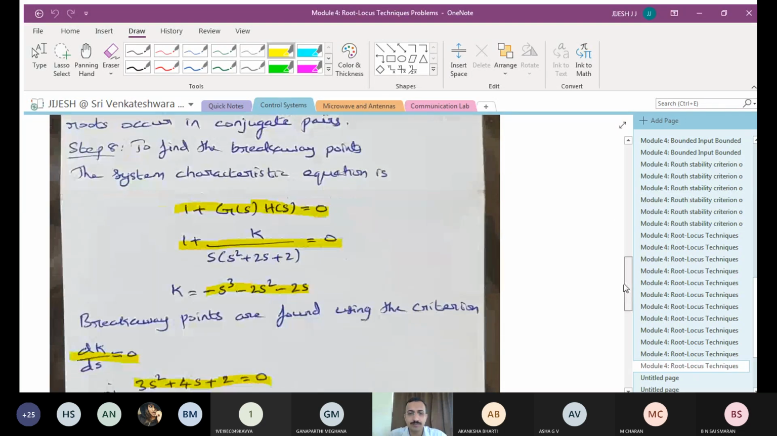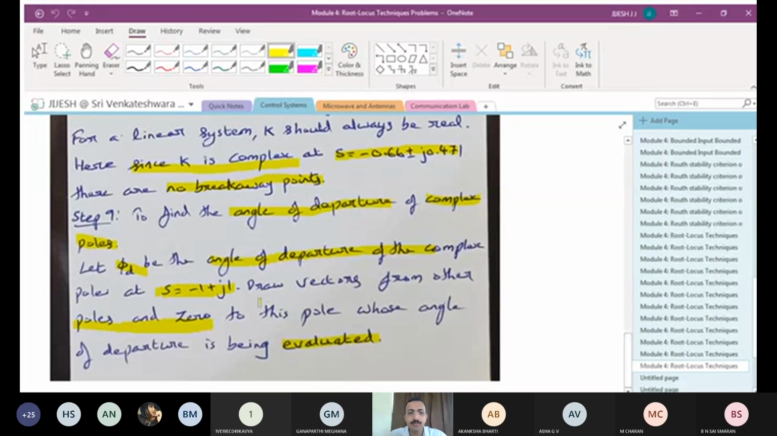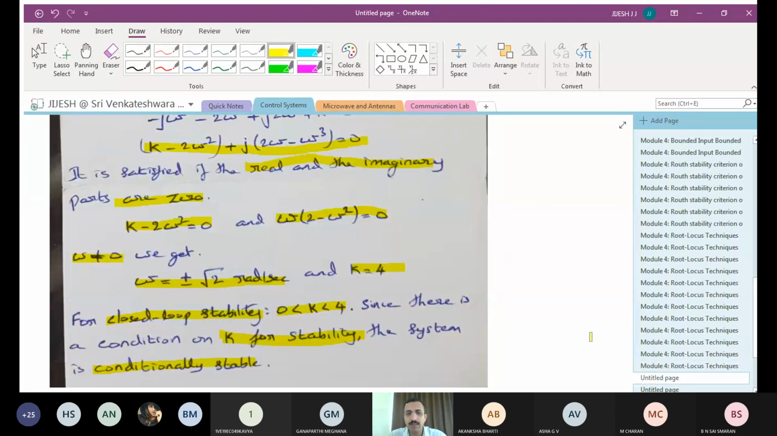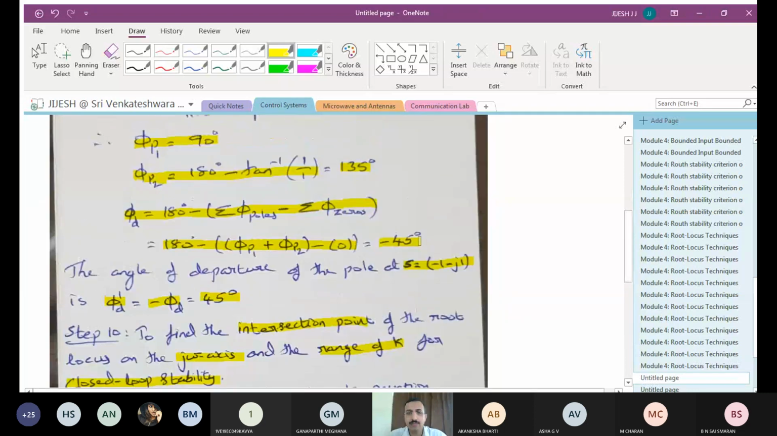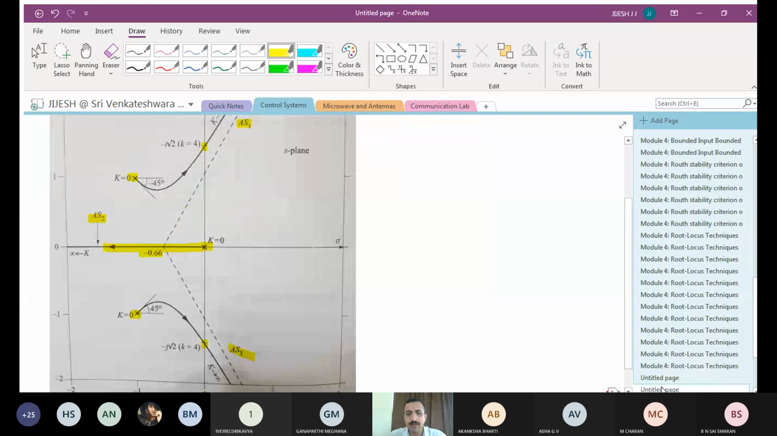So when I consider the pole to be s is equal to minus 1 plus j1, I obtained the value of that as minus 45 degrees. So when I am plotting it, I have to use that. So for minus 1 minus j1, I got the angle as 45 degrees. So that is what you have to see.